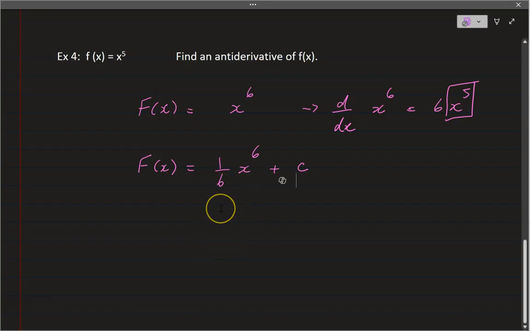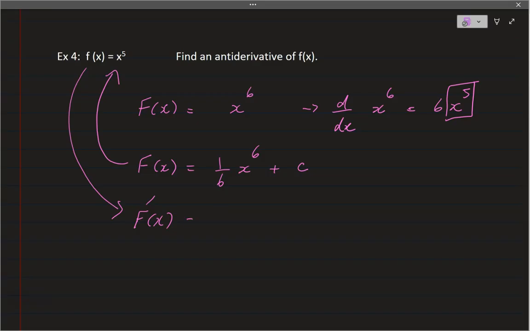And when you take the derivative of this, you will end up getting x to the 5th, so let's do that. What is f prime of x, where f of x is this? So that would be 1 over 6 times 6x to the 5th, right? Plus 0, because the derivative of a constant c is 0, and then 6 divided by 6 is 1, so that would be x to the 5th, which is what that is.